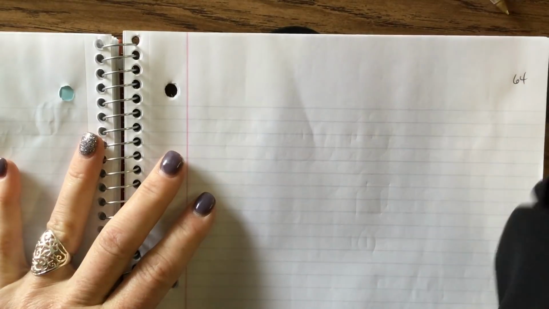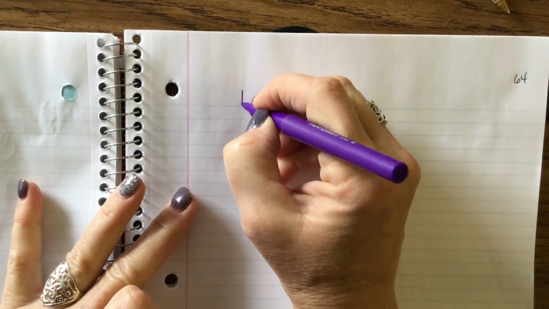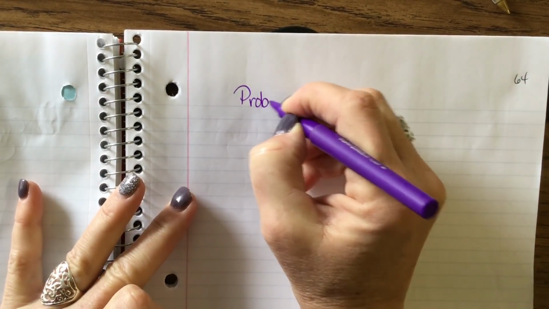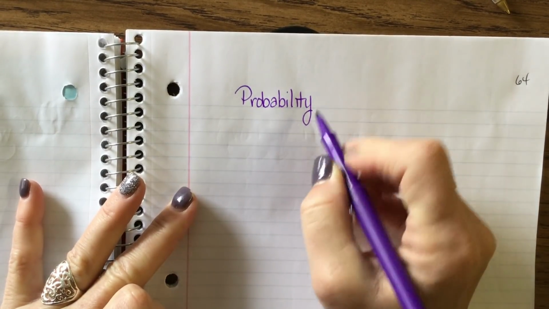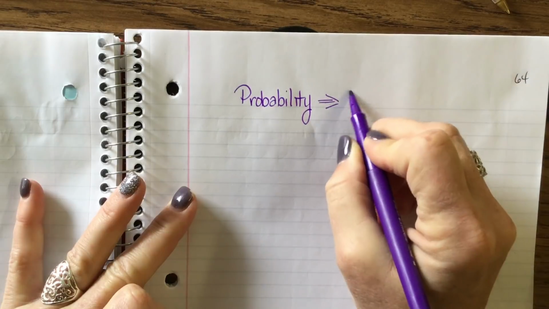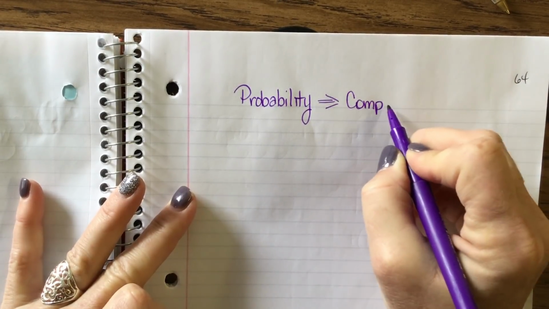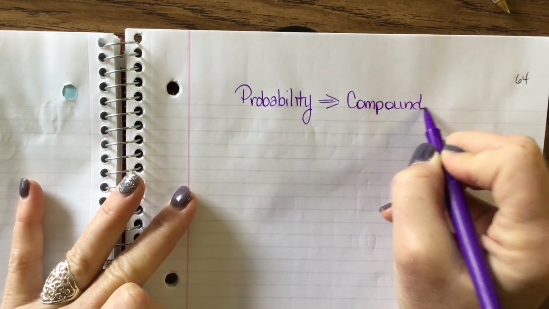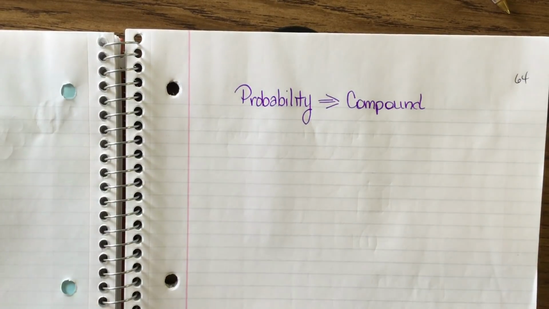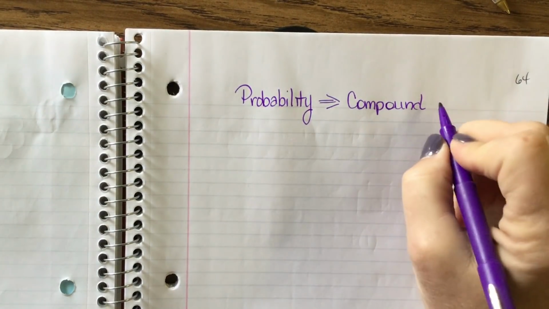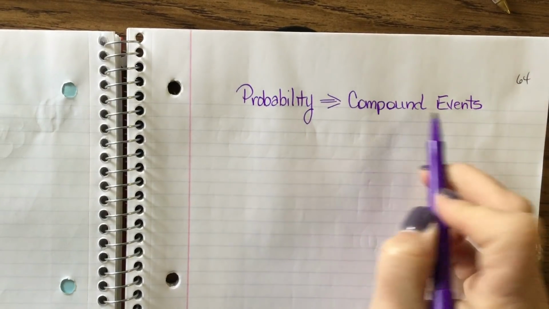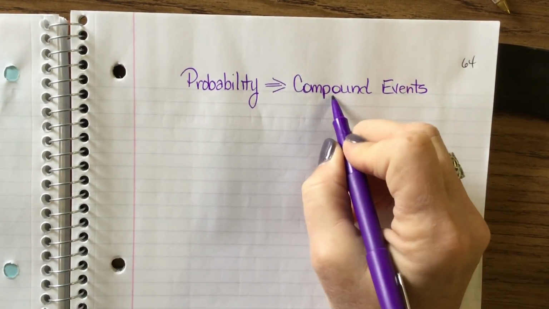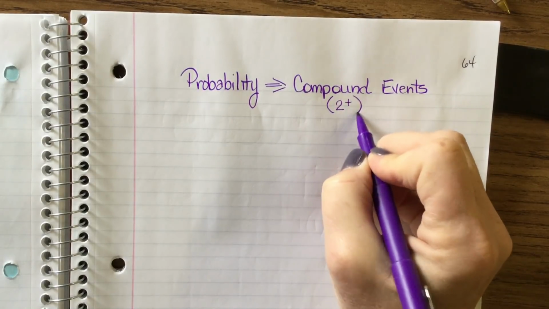All right, so what we're going to do today is talk about, I'm going to use some colored pens here, probability of compound events. And we know that in English, when we talk about a compound sentence, it means that it's more than one sentence. And so, same thing in math. When we have a compound event, that means that there's two or more events happening.